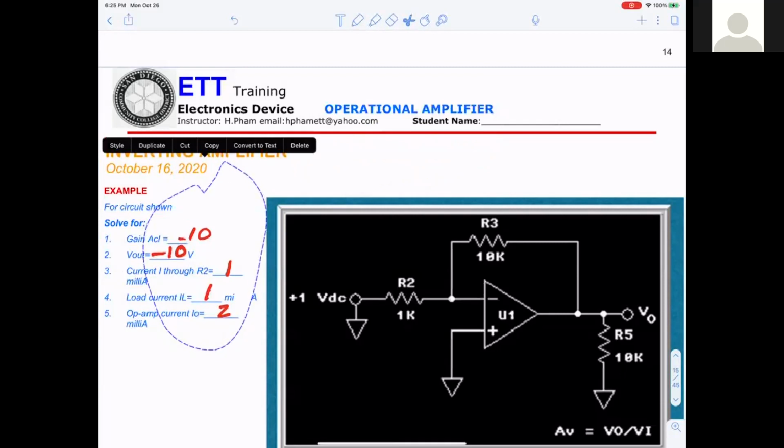Mr. Pham, the op-amp current is 2 milliamp. Is that because we have the 1 milliamp from the R5 and the other 1 milliamp from the input? From R3. R3, okay.